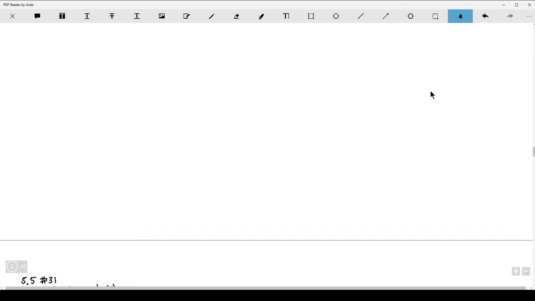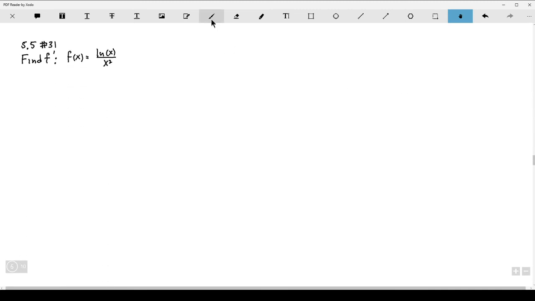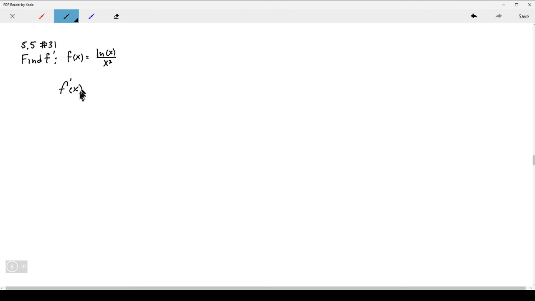The second question was this one. This was just a first derivative of ln of x over x squared. All right, so this is a quotient. So that means I have to put it together with the quotient rule. So f prime, all right, so the quotient rule is the bottom times the derivative of the top.